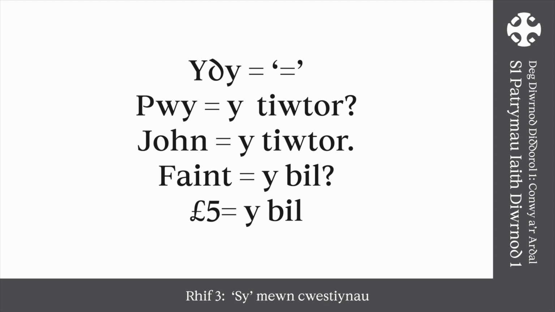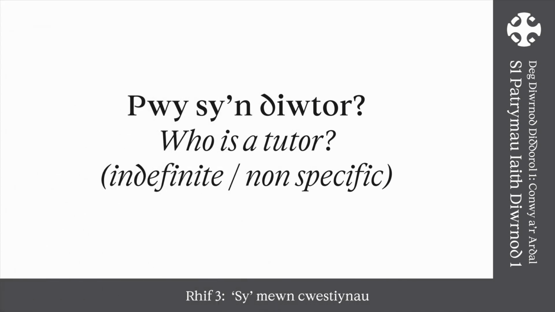These questions are about identification. The ydy works like an equal sign. Pwy equals the tiwtor. John equals the tiwtor. Faint equals the bill. Pymtheg punt equals the bill. Now look at the following. Pwy sy'n diwtor? Who is a tutor? Indefinite, non-specific.